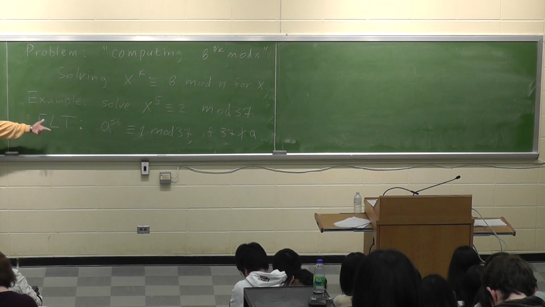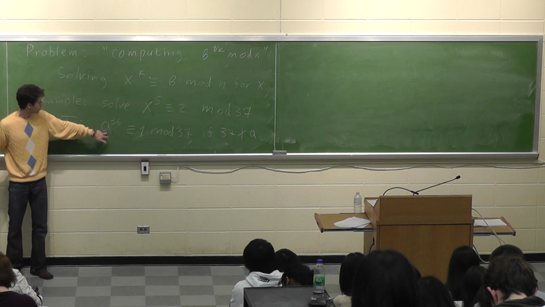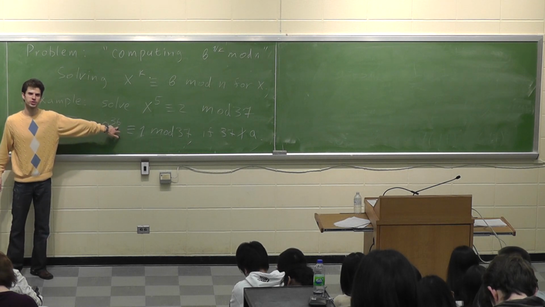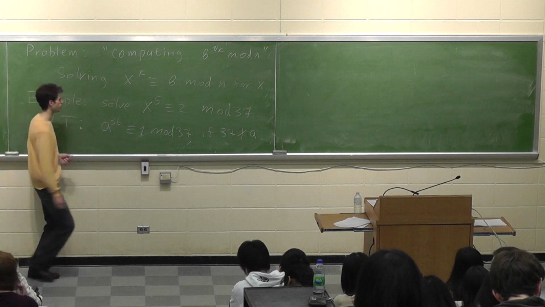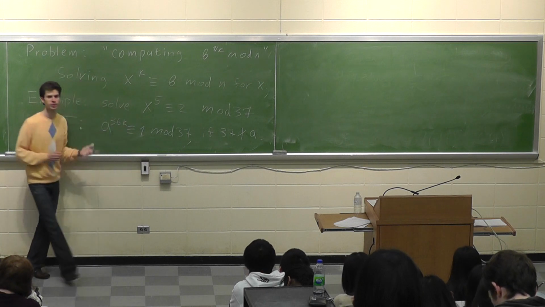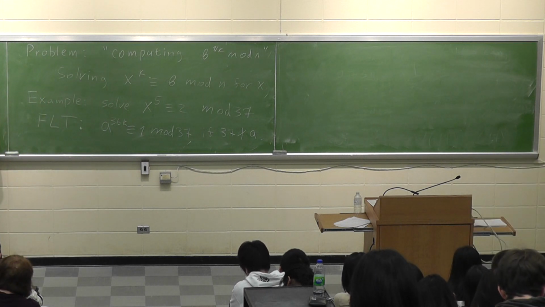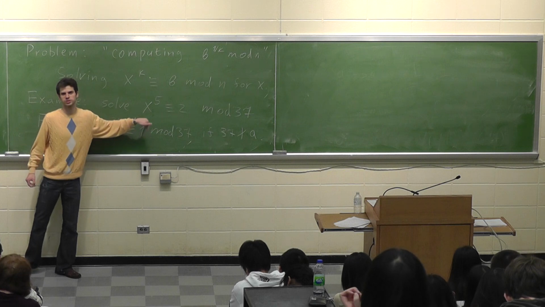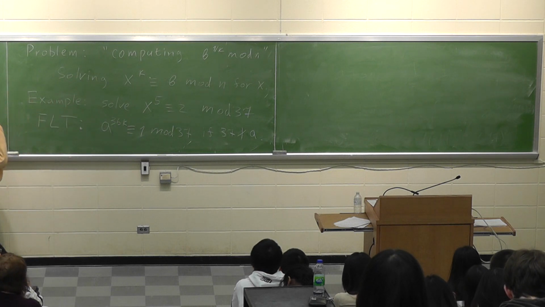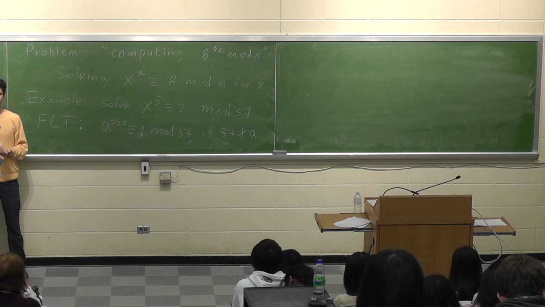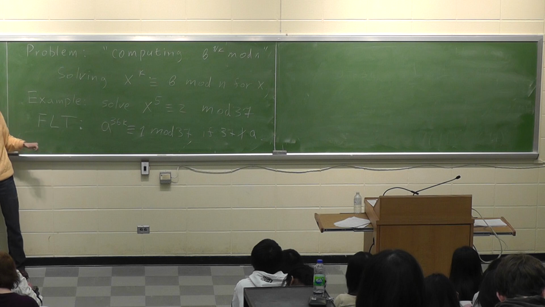Let me say a little bit more. If I take any number and raise it to the power 36 times any k, any multiple of 36, still I get 1 to the power k, which is still 1. So raising a number to any multiple of 36 will give just 1.